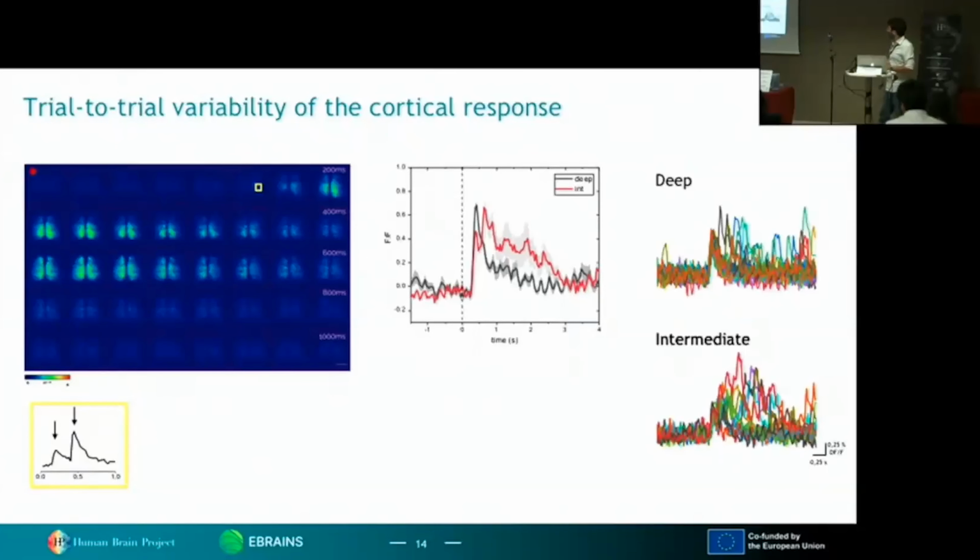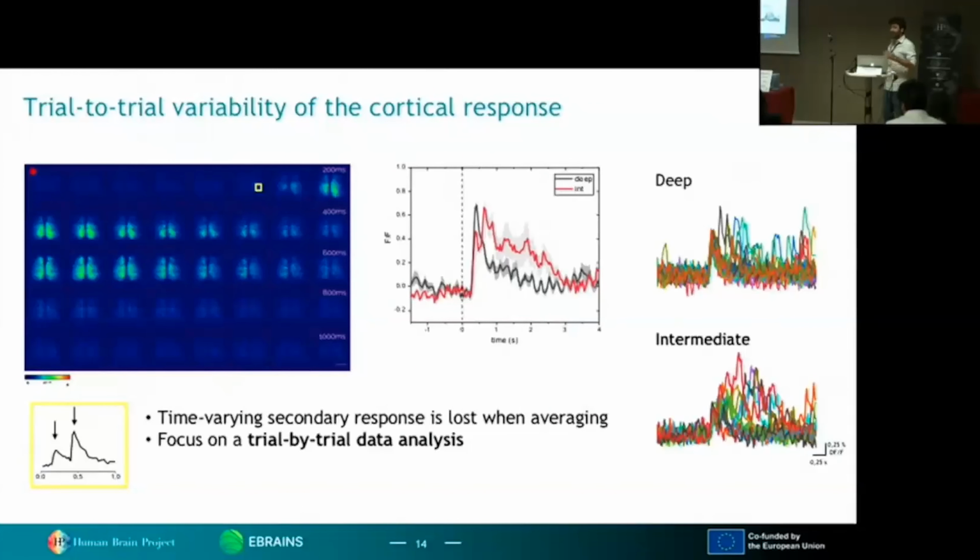This becomes clear by looking at the single trials. As you can see, the secondary response here is time varying, so it's averaged out, let's say. When you average several stimuli, you miss this information. So we focus on the trial-by-trial data analysis. This is possible with our technique, and it's harder with VSD or other kinds of imaging techniques.